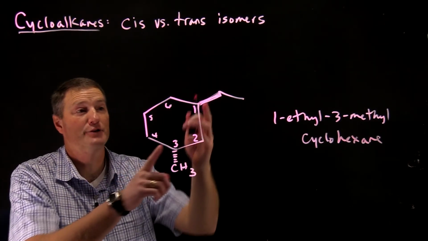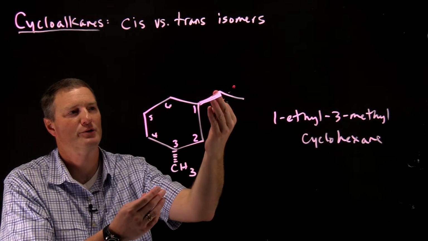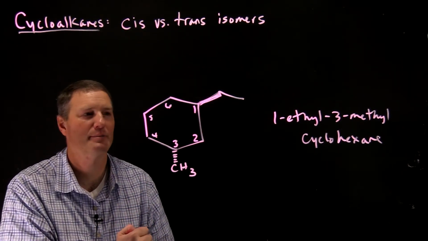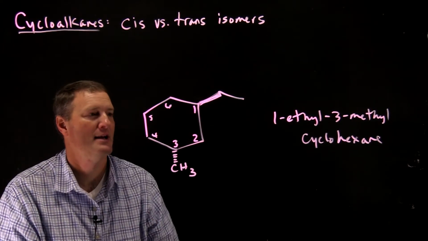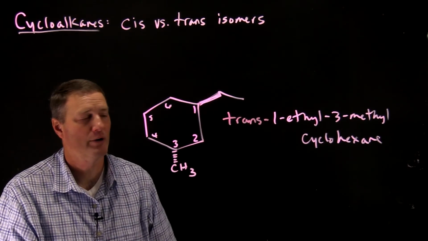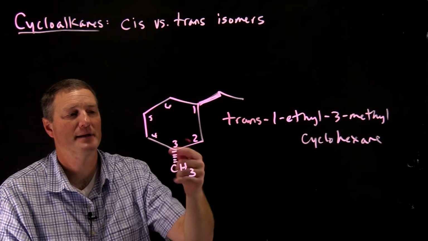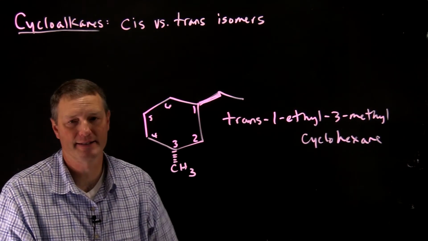Now we have to determine, okay, what is the orientation of those two groups? Well, clearly this group, the ethyl, is sticking out. This one's going back behind the plane, so these are on opposite faces defined by the plane of the ring. So this is going to be a trans orientation. So we would just put the little word trans. If this were flipped to be, say, a wedge and both were sticking out, that would be the cis example.